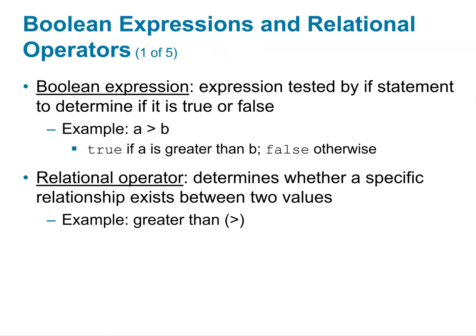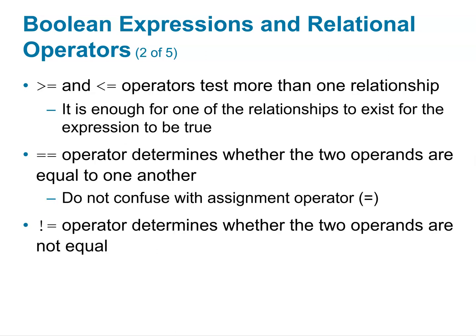Boolean expressions and relational operators. Boolean expressions are how we determine what that condition is, and they are tested by an if statement to determine if it's true or false. For example, A is greater than B. This is true if A is greater than B, false otherwise. The relational operator is the greater than. It determines whether a specific relationship exists between two values.